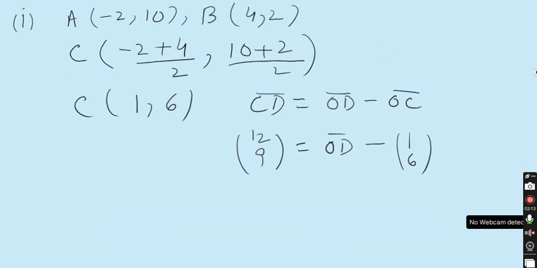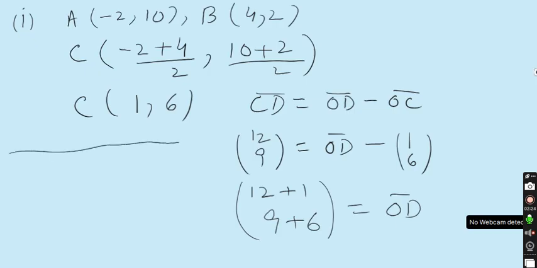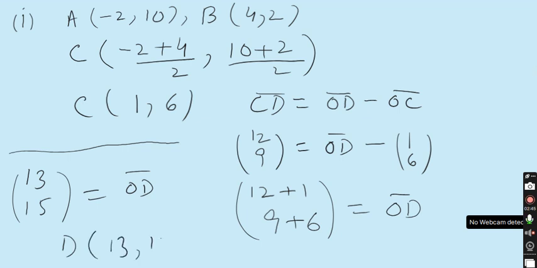So 12 plus 1 and 9 plus 6 is the position vector OD. So 12 plus 1 is 13 and 9 plus 6 is 15. This is the position vector of OD. Now we can convert this position vector of OD into coordinate form. That is, coordinates of D we can write 13 comma 15. So this is the answer of part number 1. Coordinate of C is 1, 6 and coordinate of D is 13 comma 15.